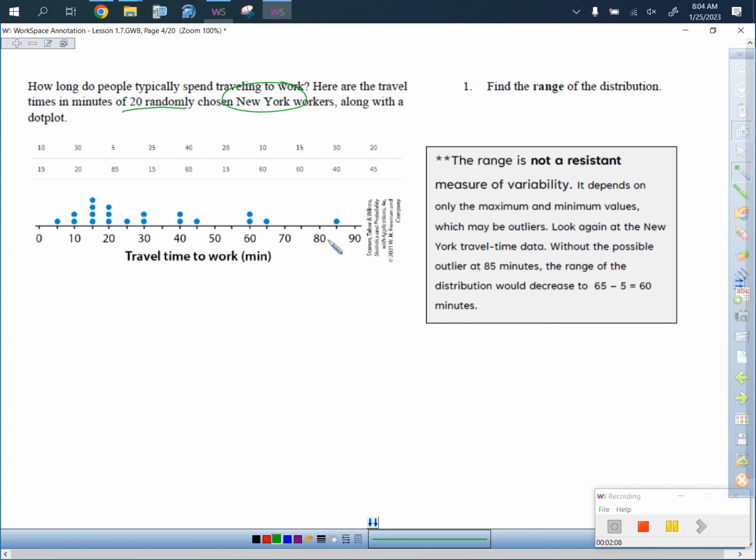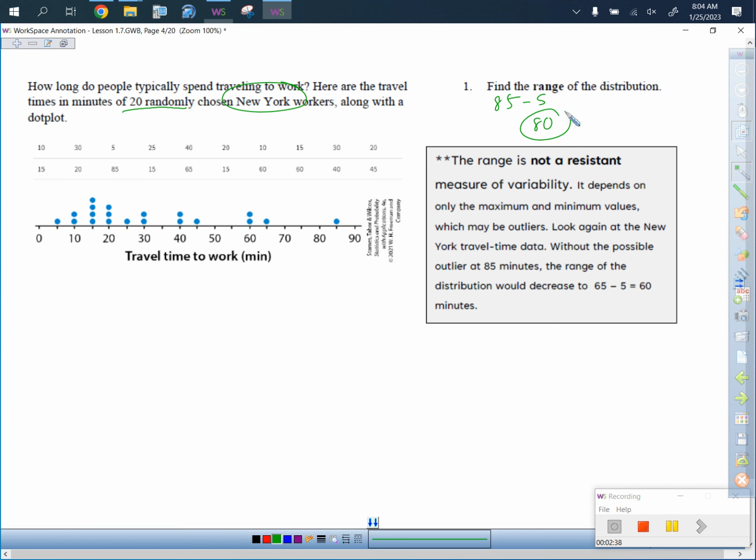They say, find the range. Sweet. What's the high? 85. So we'll show a little bit of work here. 85. And what's the low? 5. I think it's easier to read the dot plot on that than to look through all the data, because yeah, 5 is the low. And you just subtract them. Isn't that range 80 in that case?